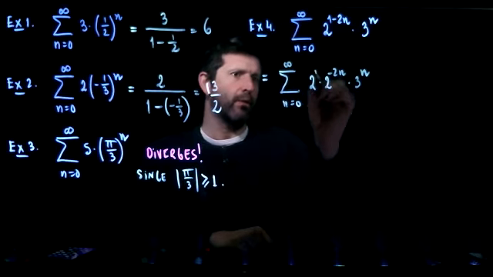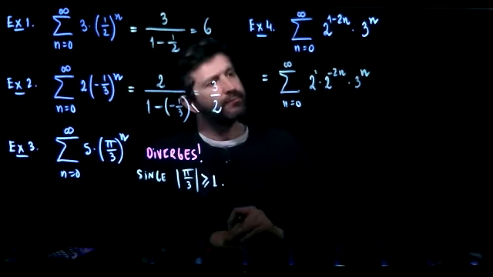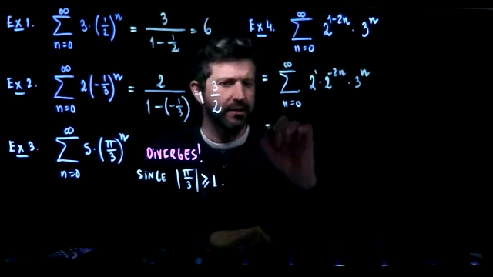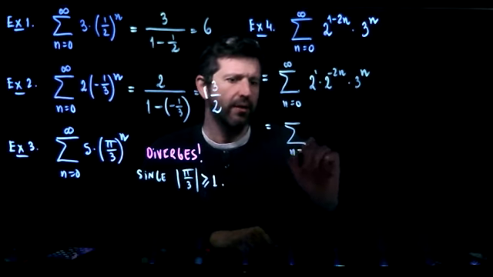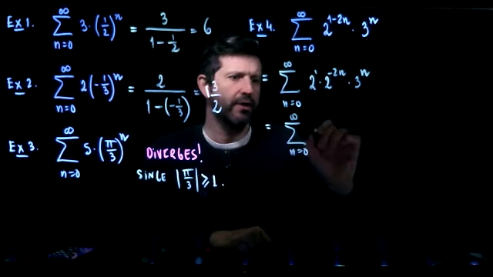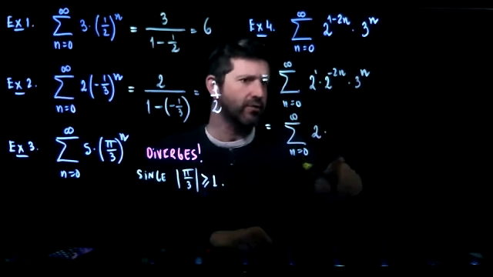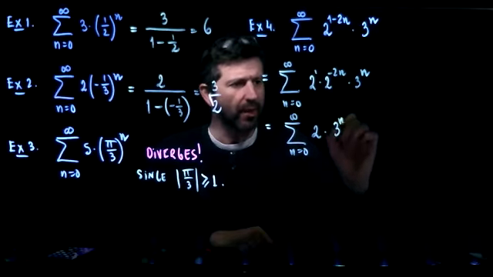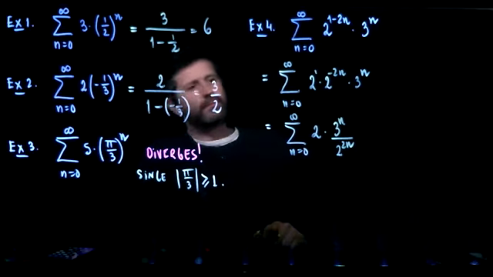This is like 2 to the power 1, right? You add the exponents, 1 minus 2n. This is the same thing as the sum n is 0 to infinity of 2 times, so the 2 to the power 2n I can send downstairs. So it's 3 to the power n over 2 to the power 2n.